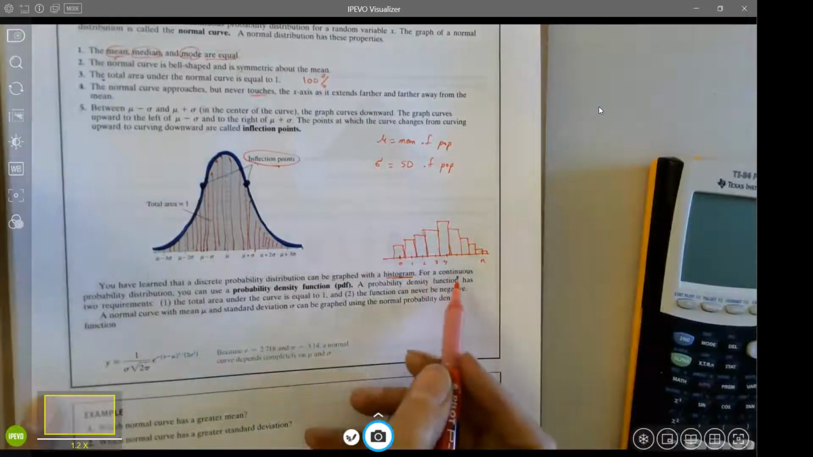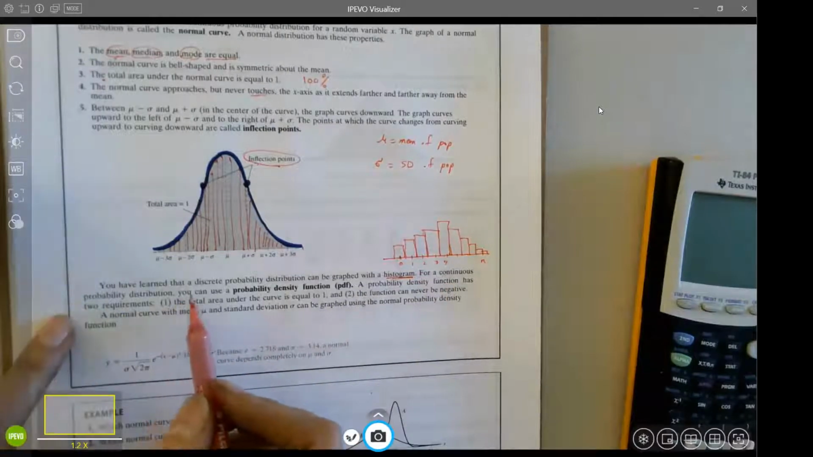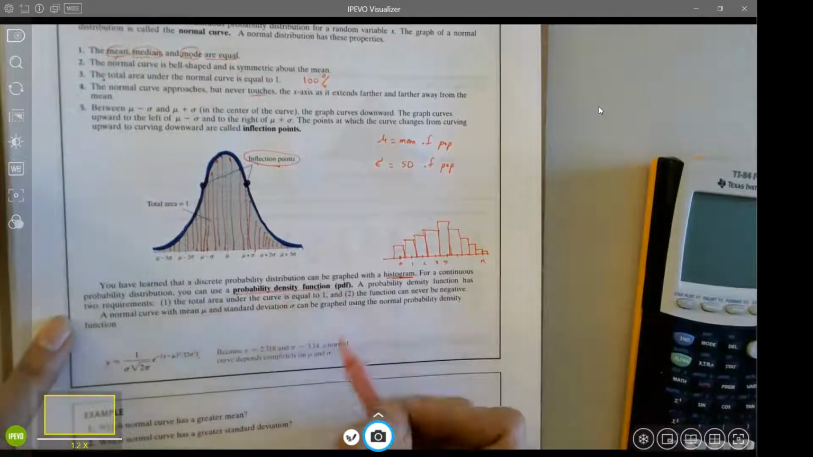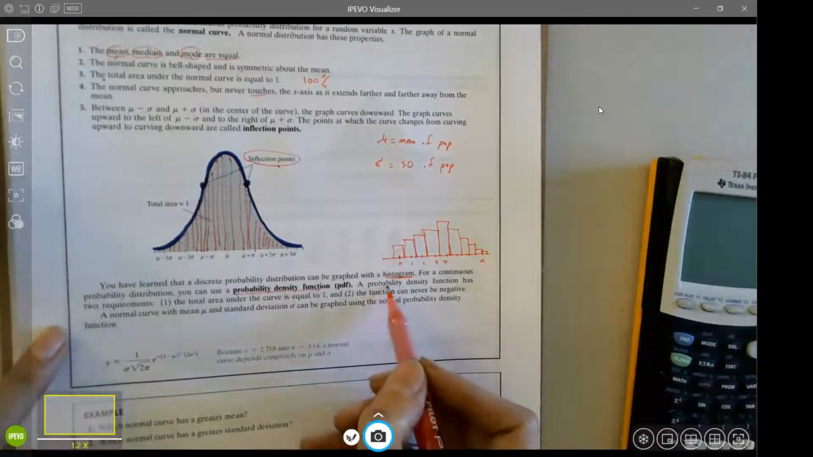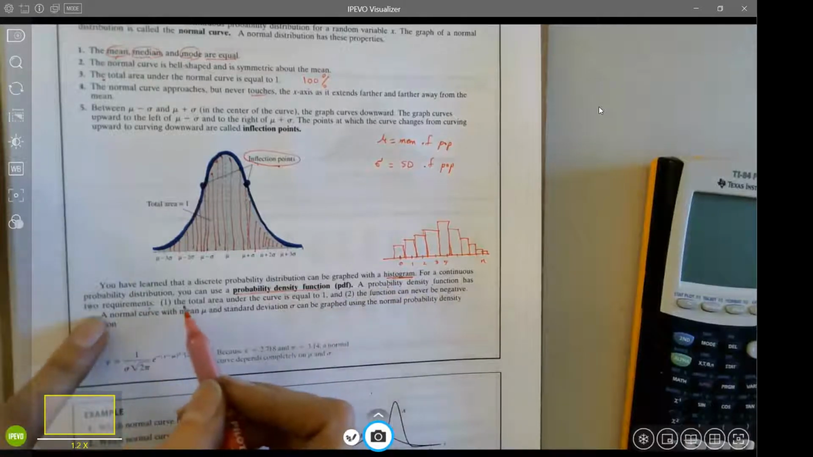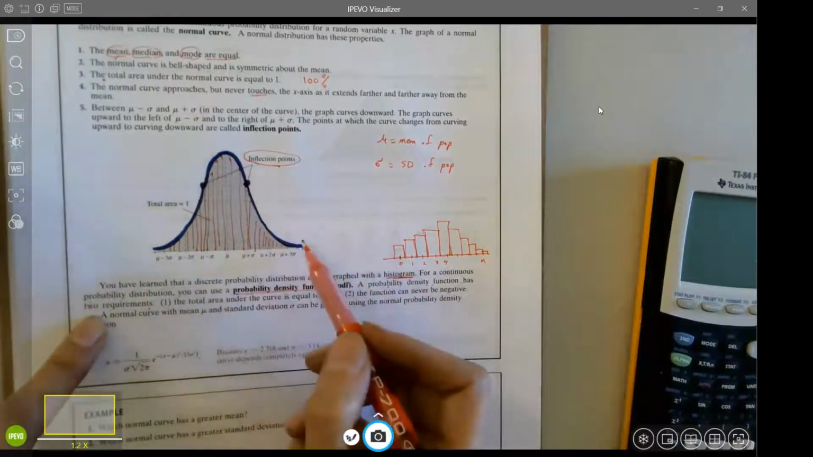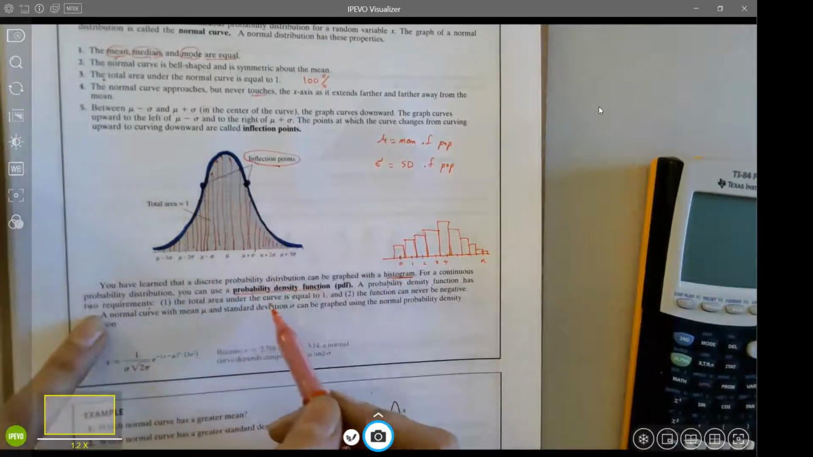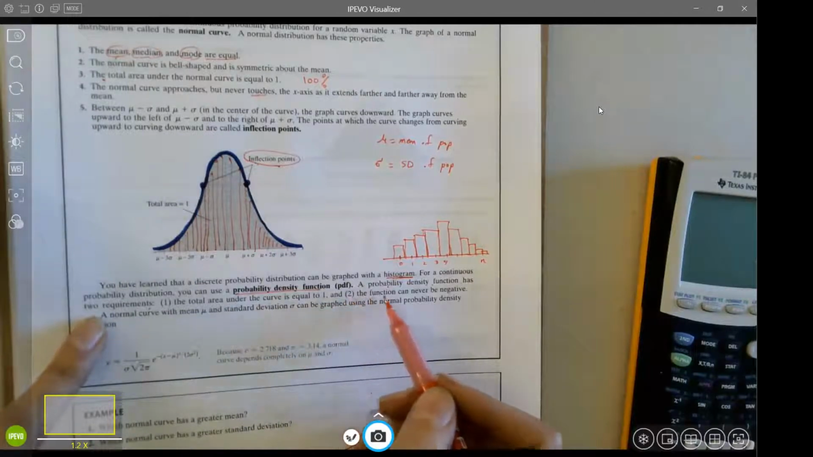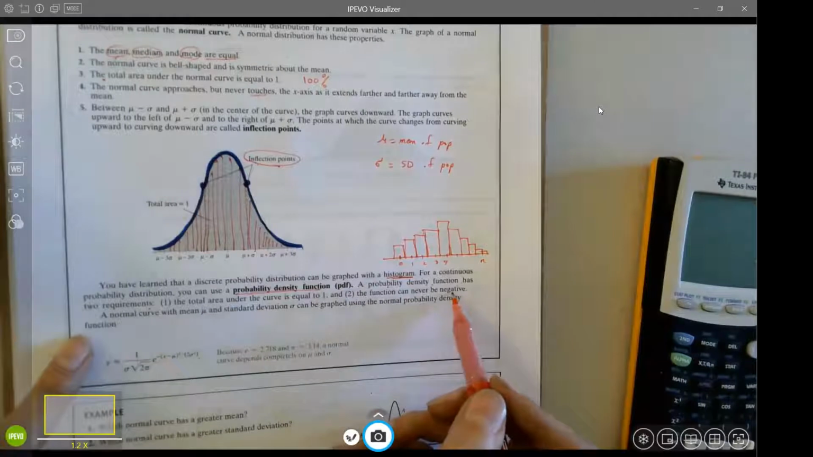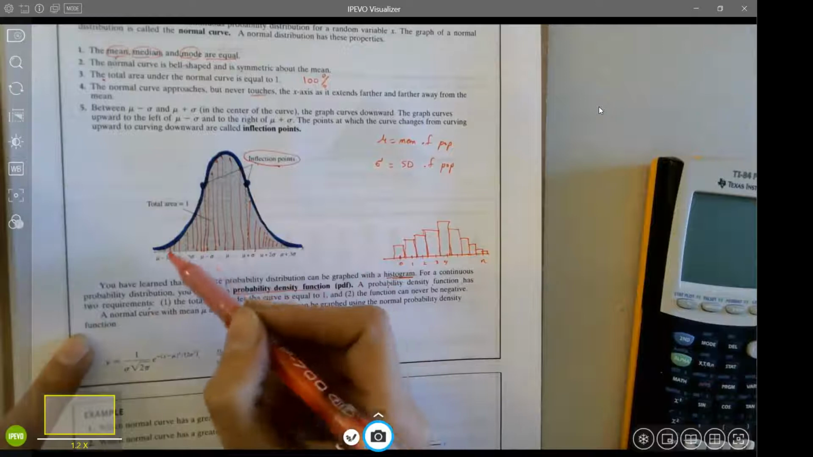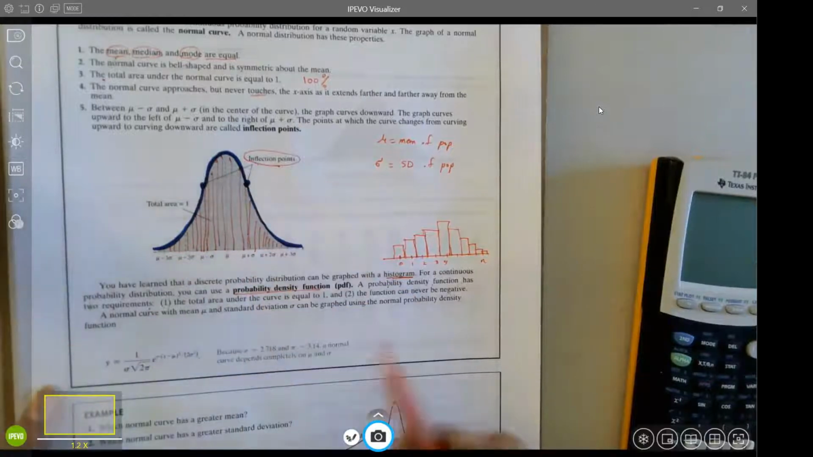For a continuous probability distribution, we can use a probability density function, PDF. A probability density function has 2 requirements. First of all, the total area. So this is the area. The total area under the curve is always 1 or 100%. And 2, the function can never be negative. As you can see, the function is always above the x-axis. It is always positive.